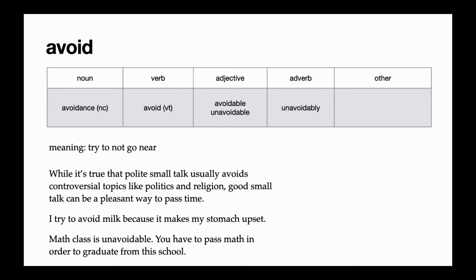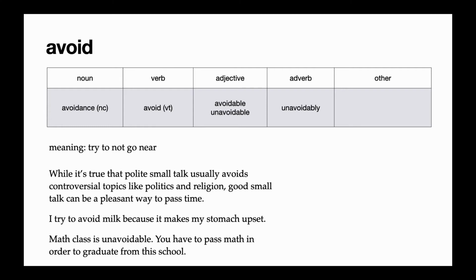Avoiding can also be a physical thing. Like if you're riding a bike, you could try to avoid hitting something. Or you could say you're trying to avoid the sun by staying out of the sun. In our second example, I try to avoid milk because it makes my stomach upset.